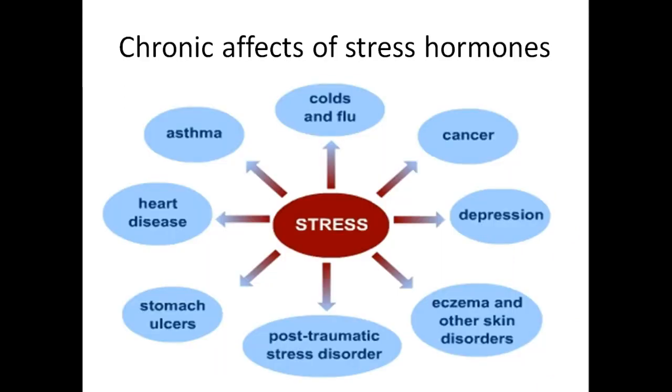Now if we're under stress for too long, this is overtraining, or in the case of exercise, you're overtraining. So what's going to happen is you're going to be ill more frequently because you can't recover. There have been links to things like cancer and depression. You could have skin disorders like eczema. If you've had a traumatic event, you could suffer from PTSD, you might get stomach ulcers, you might get heart disease, you might have a reoccurrence of your asthma. All these happen when you've been exposed to stress for too long.